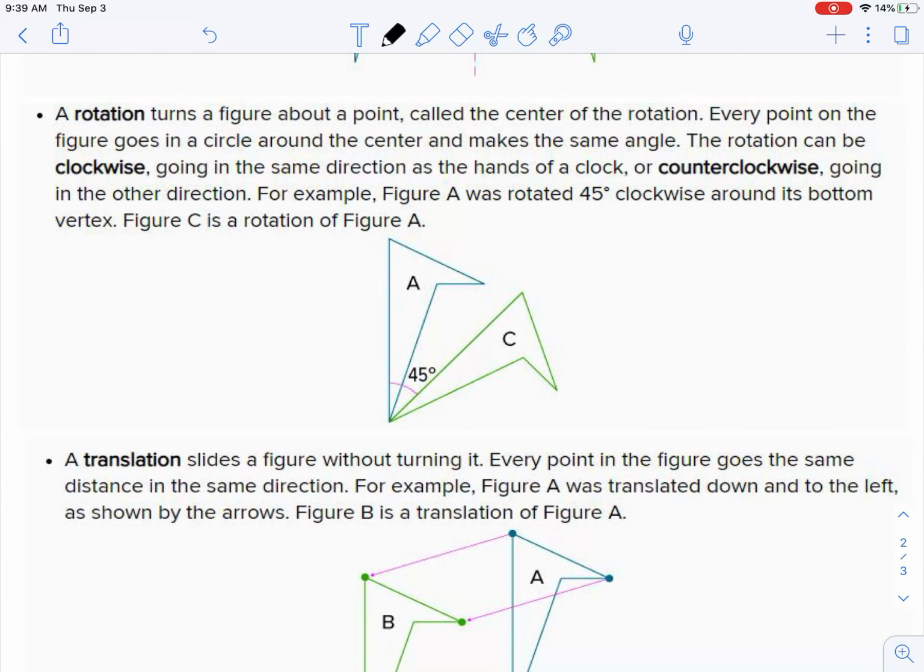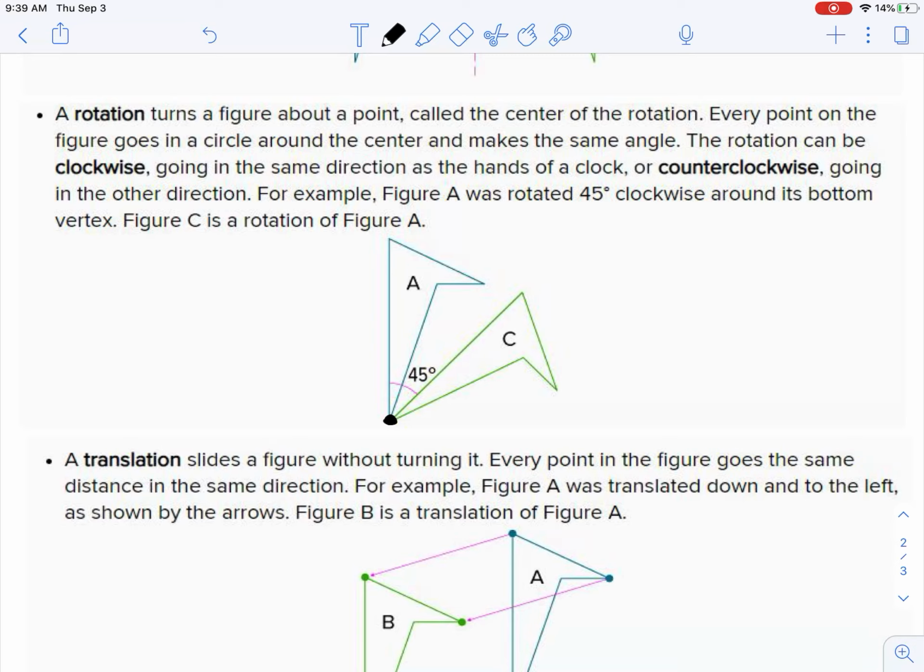A rotation turns a figure about a center point. This is called the center of rotation. Every point on that figure goes in a circle and makes the same angle. The rotation can be clockwise, going in the same direction as the hands, or counterclockwise, going in the opposite direction. In this example, figure A was rotated 45 degrees clockwise around the bottom vertex, which is here.